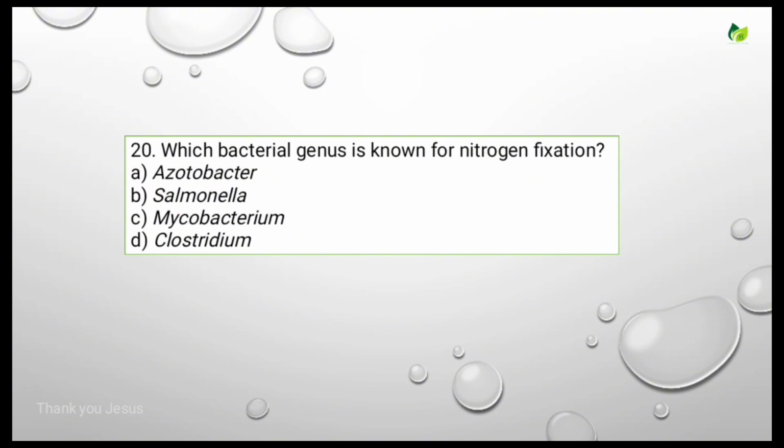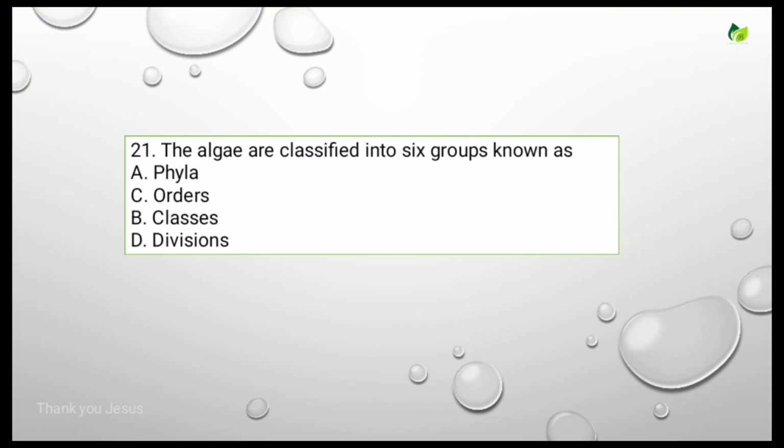Which bacterial genus is known for nitrogen fixation? Options are Azotobacter, Salmonella, Mycobacterium, Clostridium. For this, the correct answer is Azotobacter, a free-living nitrogen fixing bacteria. Let's see the next question.